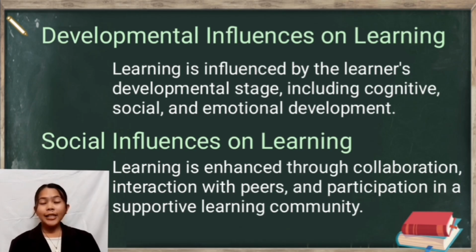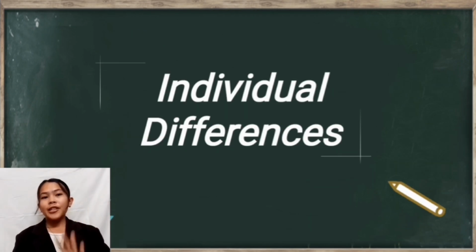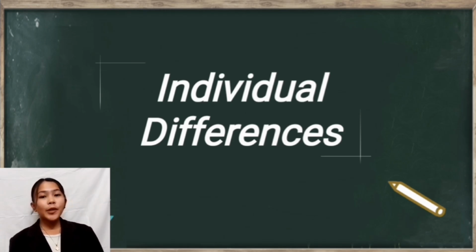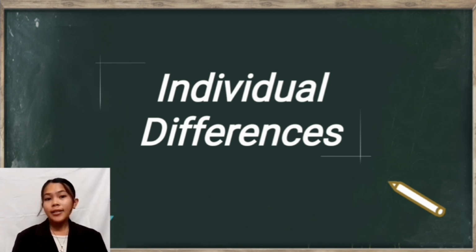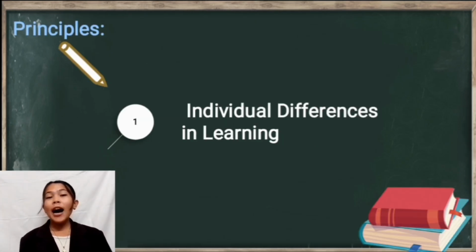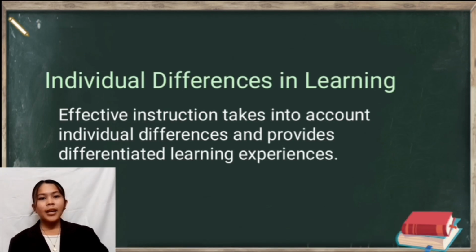Let's proceed to the fourth category of the learner-centered psychological principles, which is the individual differences. This category recognizes that every learner is unique and has different strengths, weaknesses, learning styles, and preferences. The principle under here is the individual differences in learning. Effective instruction takes into account individual differences and provides differentiated learning experiences.